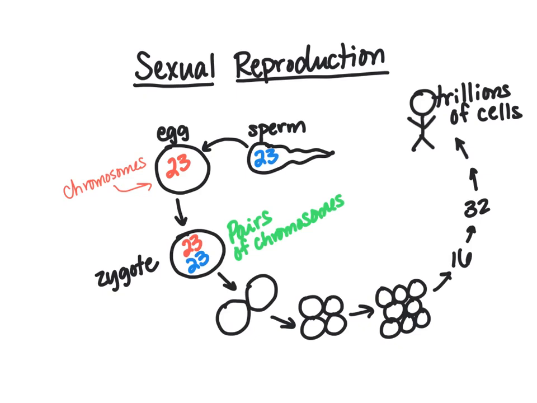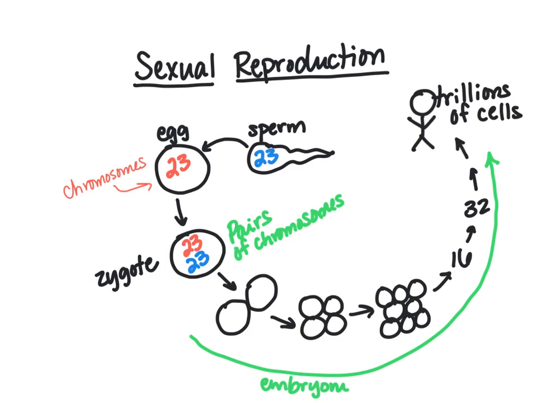So as this zygote is going through embryonic development, so that's what essentially all of this is. These mitotic divisions are embryonic development. And what's happening at each of these arrows is mitosis. And if you recall from mitosis, what happens is that the DNA gets copied and then each new cell gets a complete copy of the DNA.